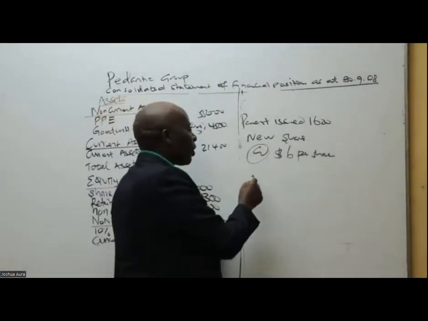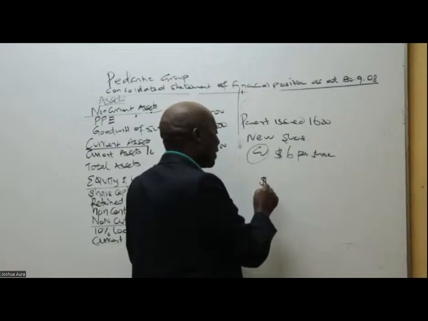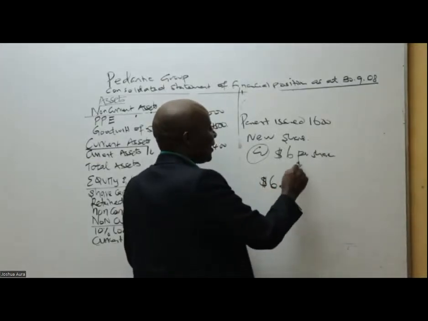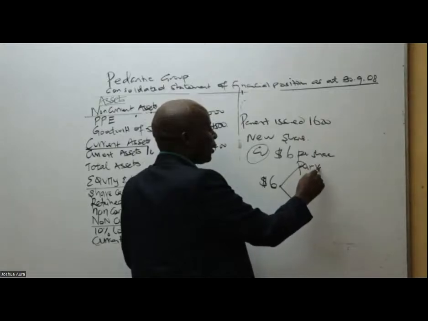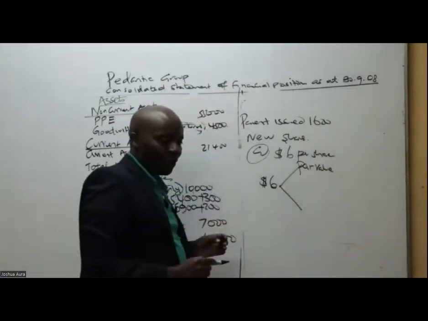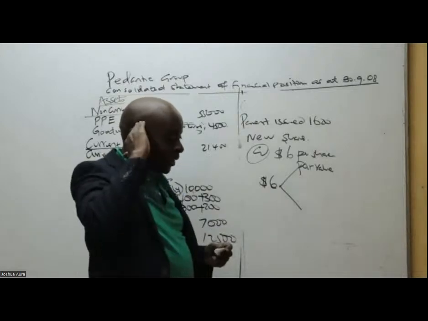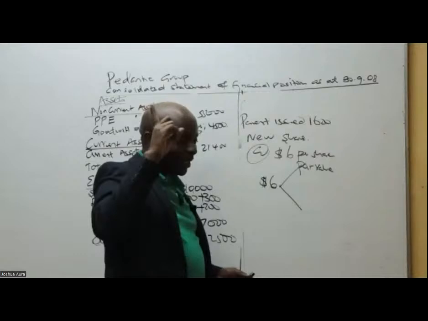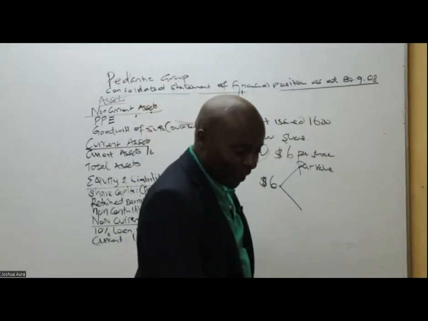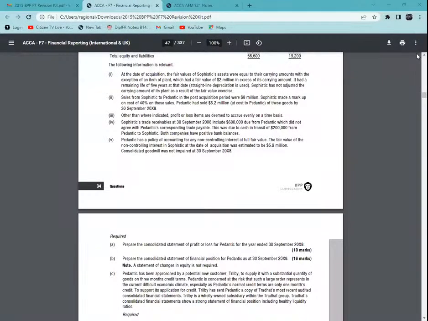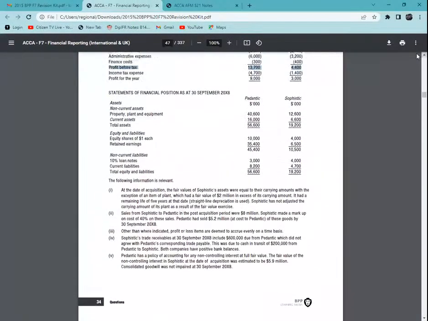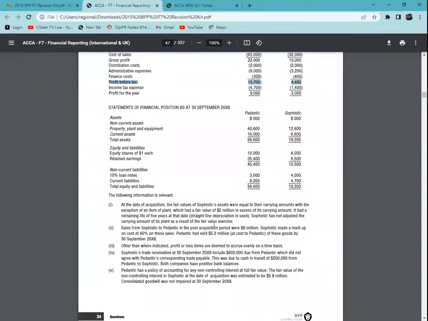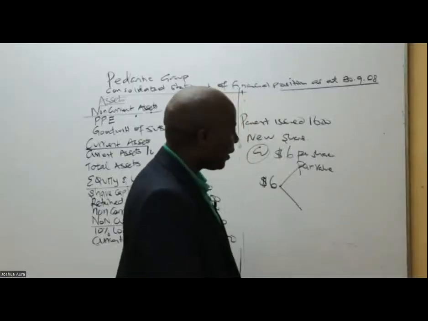But remember that this $6 has two components. Is there anybody who is able to see what the par value is? Anybody who can remember from the balance sheet what the par value is? It's 1. They told us from the balance sheet that the par value is 1.